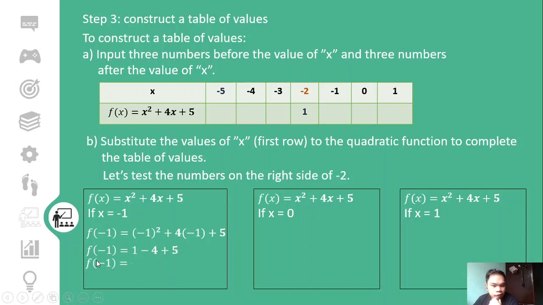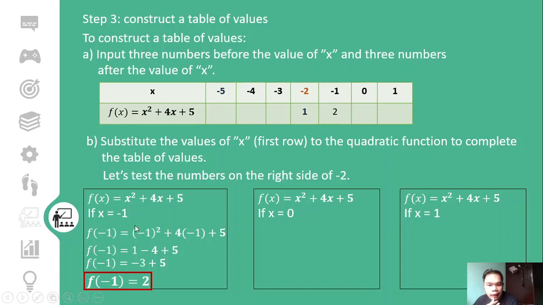Then copy again f of negative 1. 1 minus 4 is equal to negative 3. Then bring down plus 5. Negative 3 plus 5 is equal to positive 2. So it means that the function of x in x squared plus 4x plus 5 if x is equal to negative 1 is positive 2. Okay? Then isusulat naman natin si positive 2. We're going to write positive 2 under negative 1. Okay? So dito. Susulat natin yung nakuha natin dito under negative 1. Okay? Kung ano yung sinolve natin kanina.